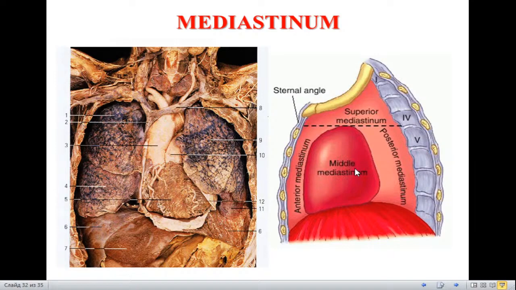Of course, now these structures are not familiar to you, you have not heard about them, but when you study organs or vessels of the thoracic cavity, you will obligatorily tell in which mediastinum they pass. That's why you have to memorize this classification of the mediastinum: superior, inferior, and inferior subdivided into the anterior, middle, and posterior.